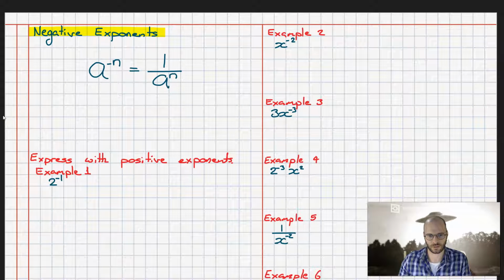Welcome to this video on the topic of indices. In this video, we're going to have a look at how we can manage expressions that contain negative indices.